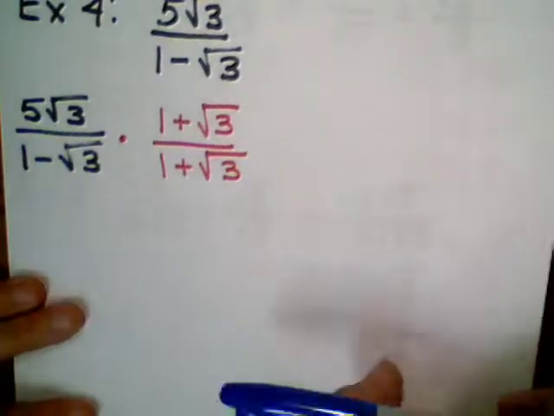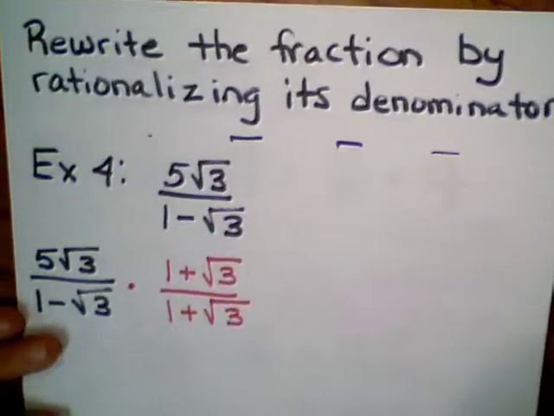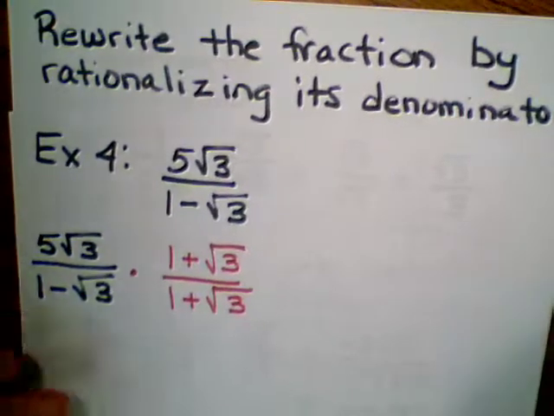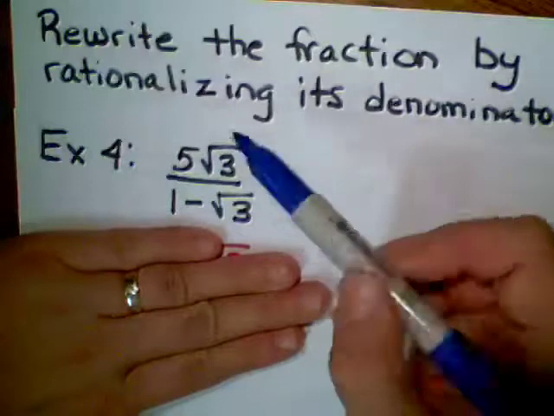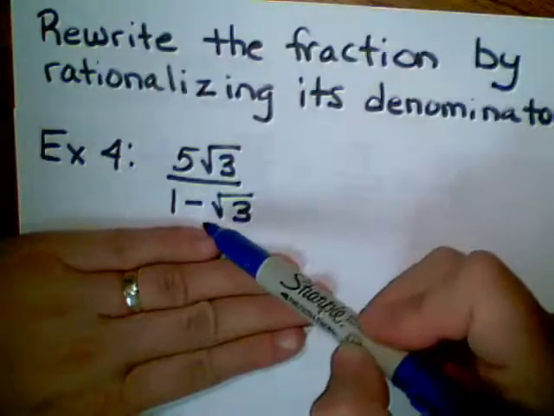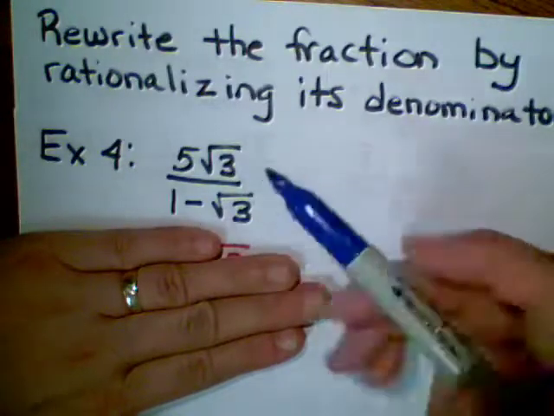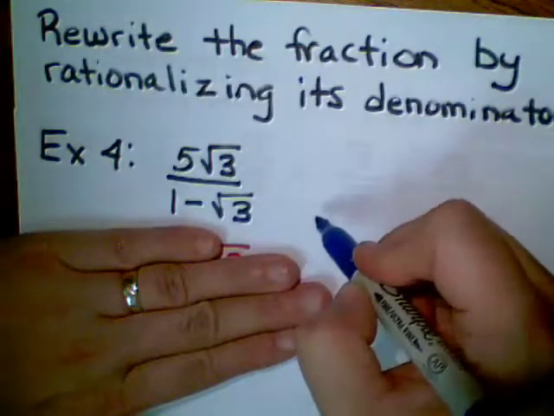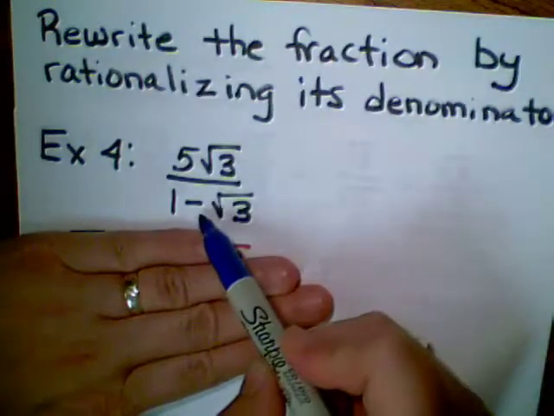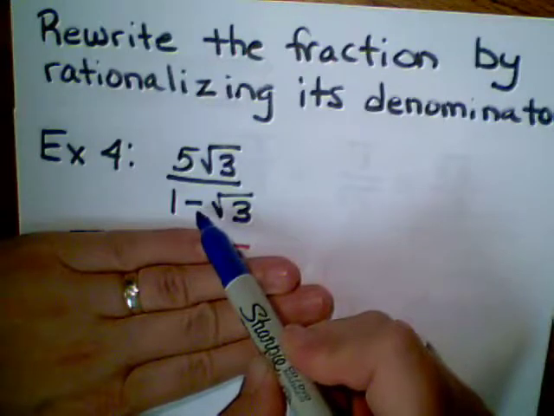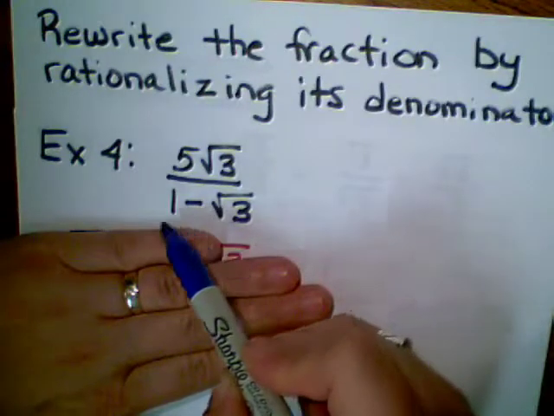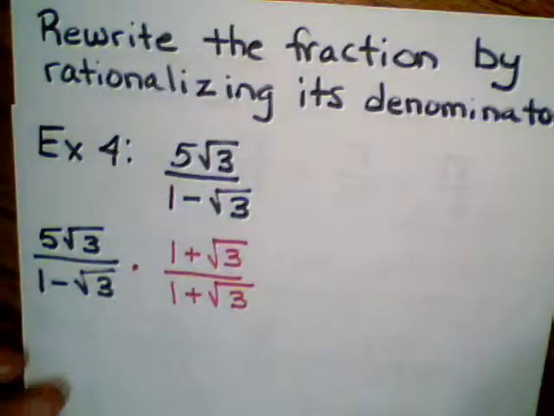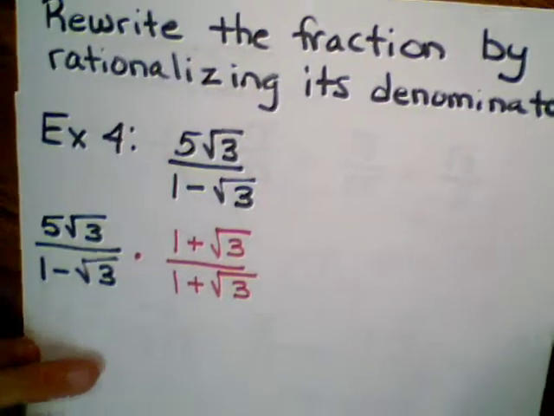Okay, let me scoot that paper down. Again, the directions are to rewrite the fraction by rationalizing its denominator. And if we're given this product over this difference, we're going to want to multiply by something over itself. But that something will be the conjugate of the denominator. And the conjugate will be 1 plus square root 3. Okay, so we rewrite the problem.